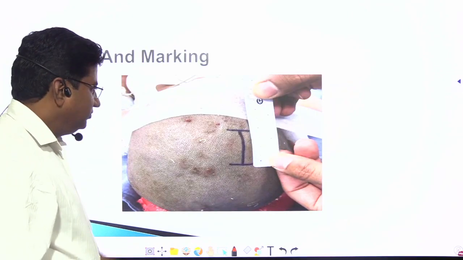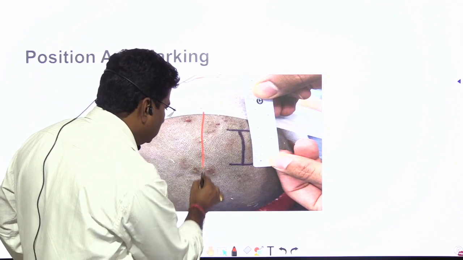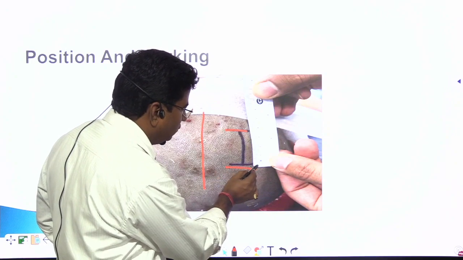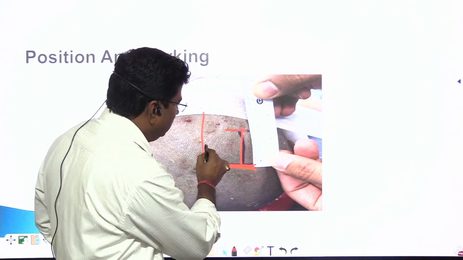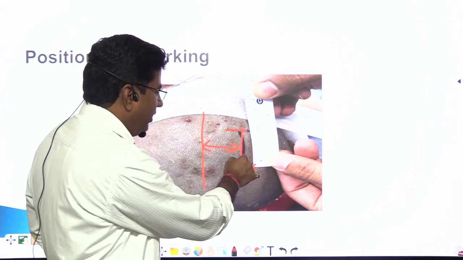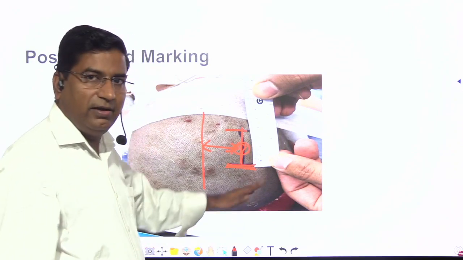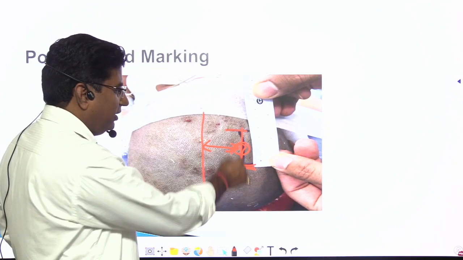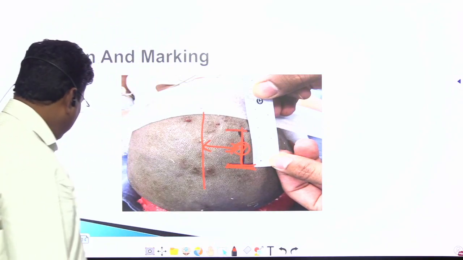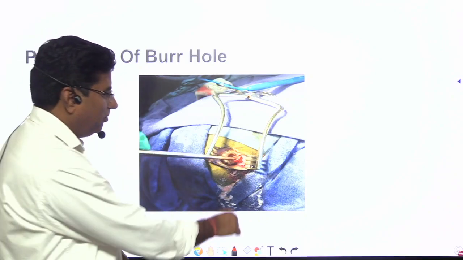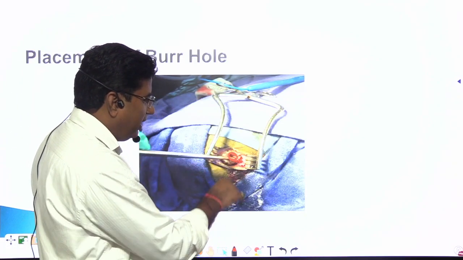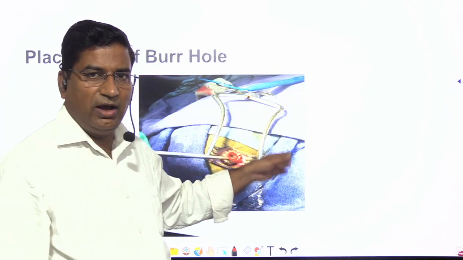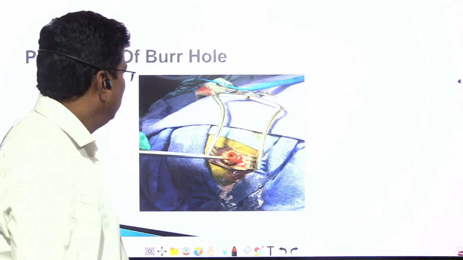Position and marking. This is the midline and this is the coronal suture. So you are 2 to 3 centimeters lateral and 1 centimeter anterior to the coronal suture. This is your skin entry point where you put the incision, then you go for the burr hole here. Then you open the dura and further negotiate the endoscope.